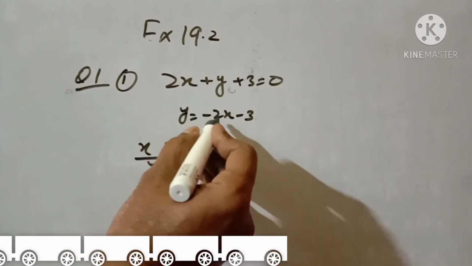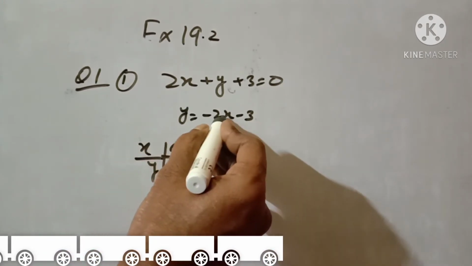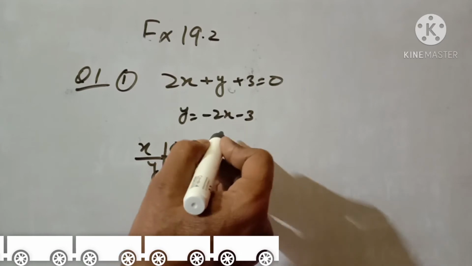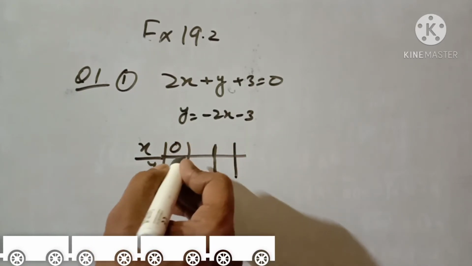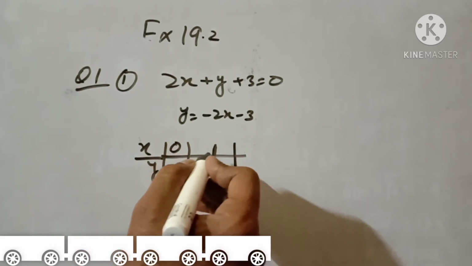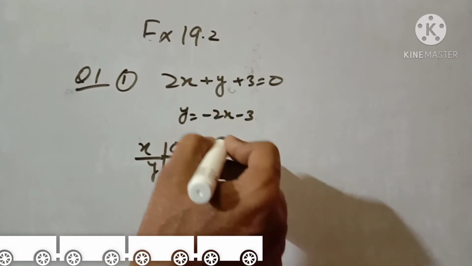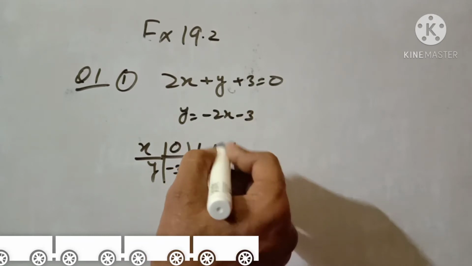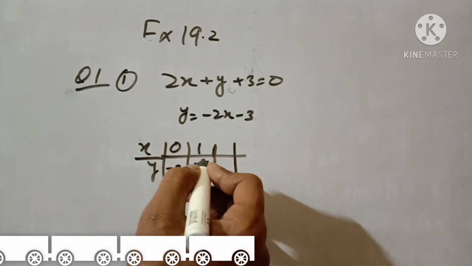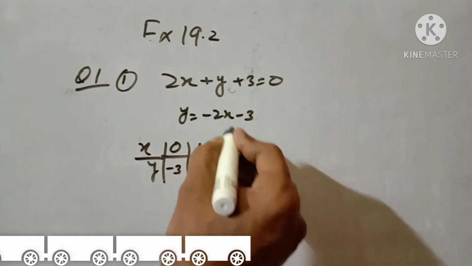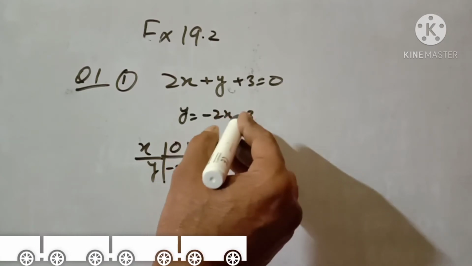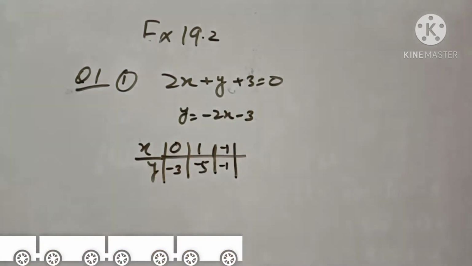So if x equal to 0, then y equals minus 3. Now x equal to 1: minus 2 into 1, minus 2, and minus 3, it will be minus 5. If I take x equal to minus 1, it will be plus 2 minus 3, equal to minus 1. So these are the points.